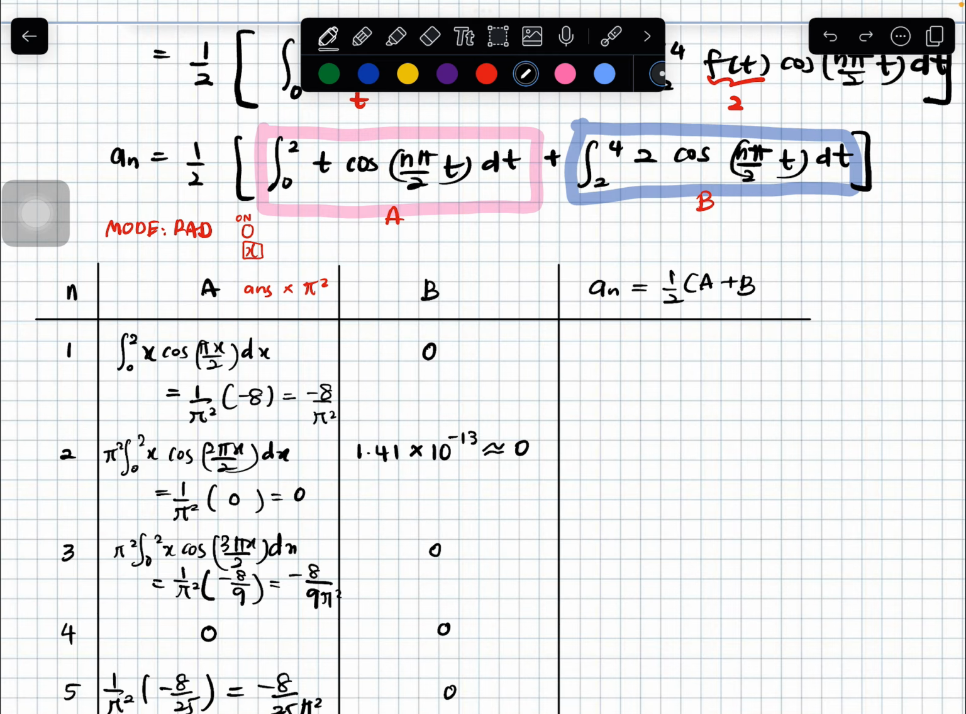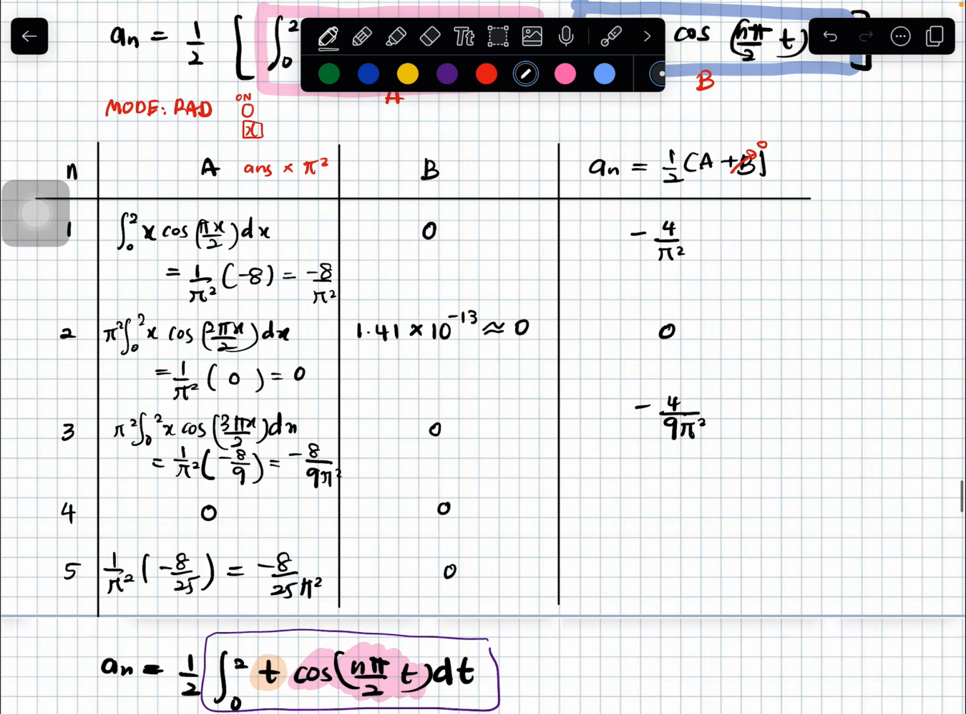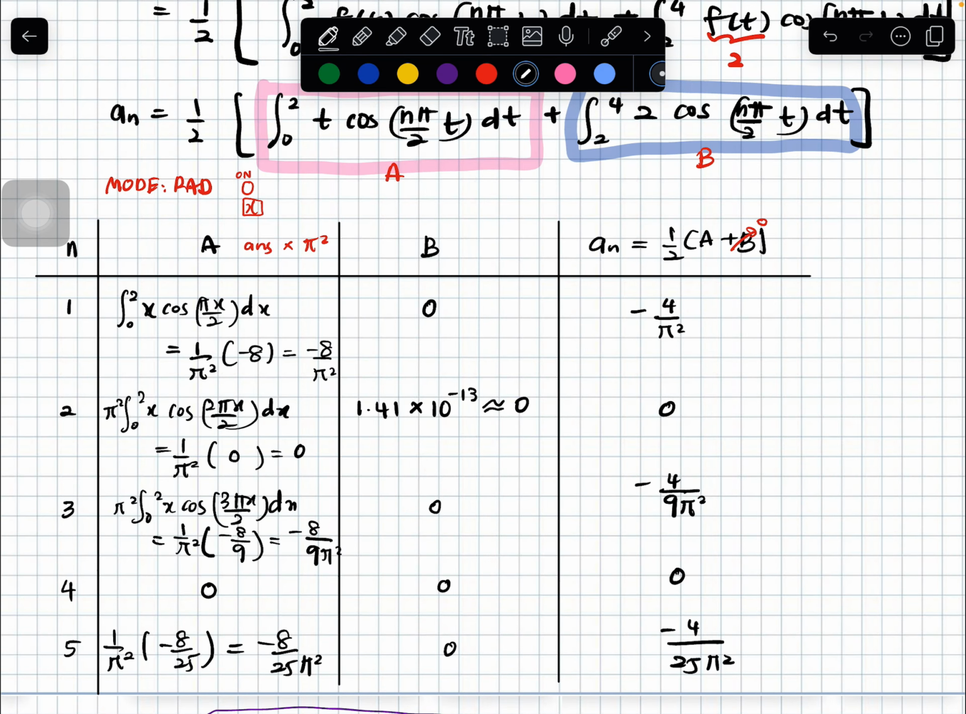So we need to perform the calculation for each row. Since B is 0, you just need to divide A by 2, right? So you can just find this answer. And then for the second row, 0. Third row, you get this. So this is your AN, right?